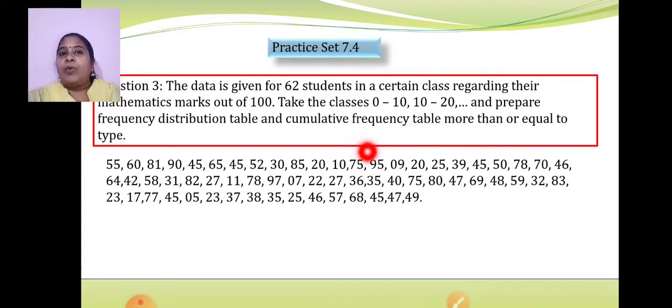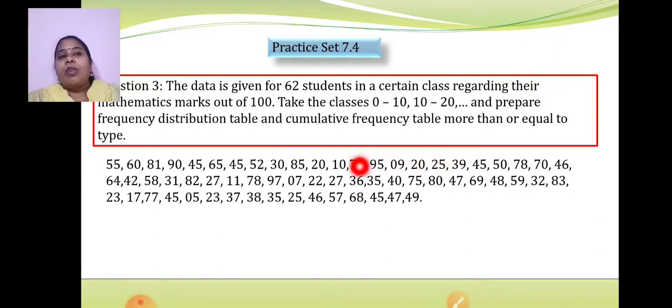So I hope you are understanding the question. So many observations are given to you, that is 62 observations. They are asking us to prepare a frequency distribution table, that too of more than type. They want cumulative frequency also in that, and which type do they want? They want more than or equal to type. I hope the question is clear.